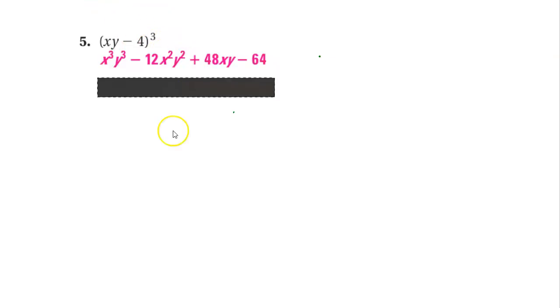and that's it. All right, so if you want a practice problem for that one, you can pause the video and try this one, xy minus 4 cubed. And if you do that one, your final answer should be x cubed y cubed minus 12x squared y squared plus 48xy minus 64.